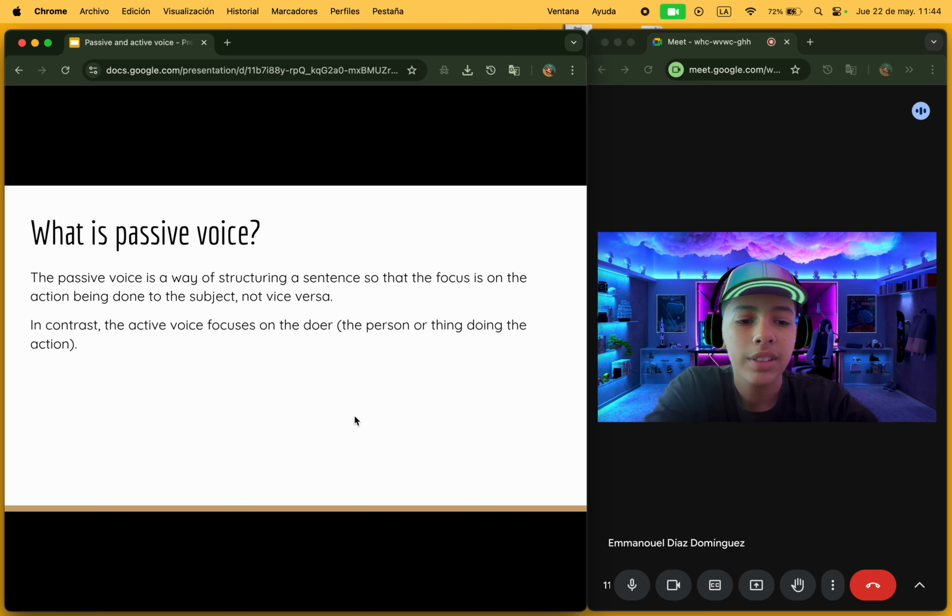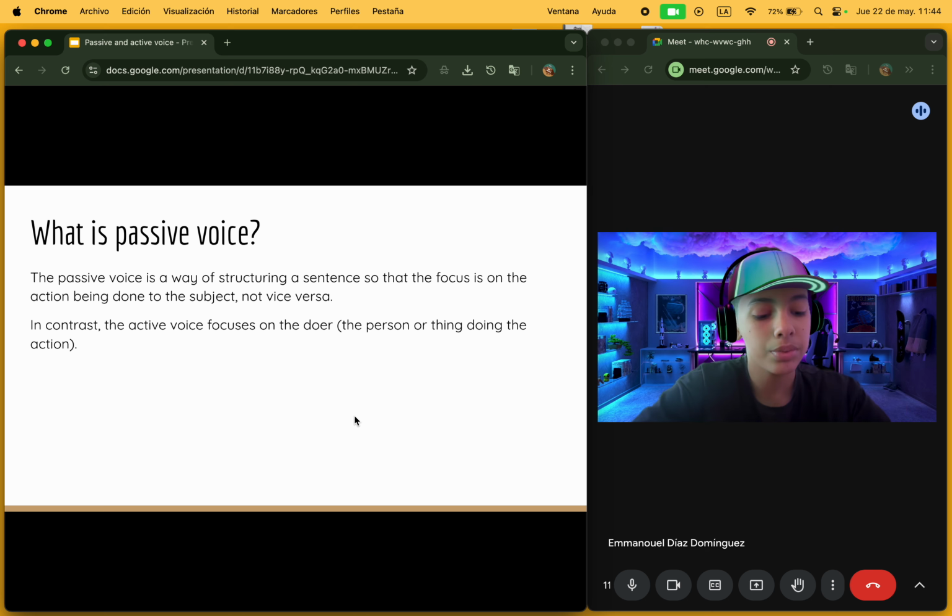So today we'll be talking about passive voice and active voice. So, what is passive voice? The passive voice is a way of structuring a sentence so that the focus is on the action being done to the subject, not vice versa. Vice versa would be active voice, which we'll see later. In contrast, the active voice focuses on the doer, the person or thing doing the action. It focuses on the doer, not the object.